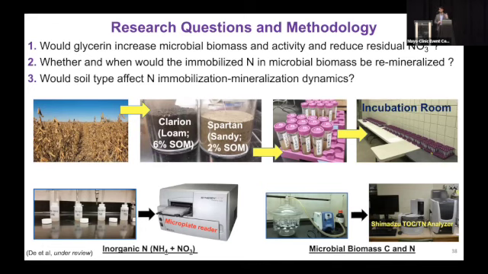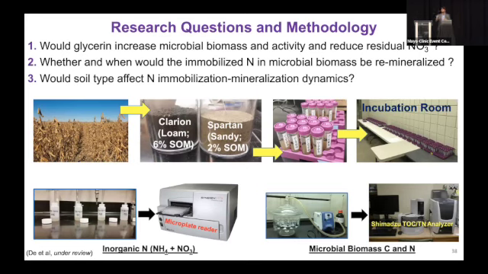So what did we do? We collected two types of soil. One was the Clarion series, which has a loamy texture, where we had high soil organic matter, around 6%. And then we thought we would take another soil type, which is a sandy type of soil where we have less soil organic matter, around 2%. And then we incubated that for 100 days.